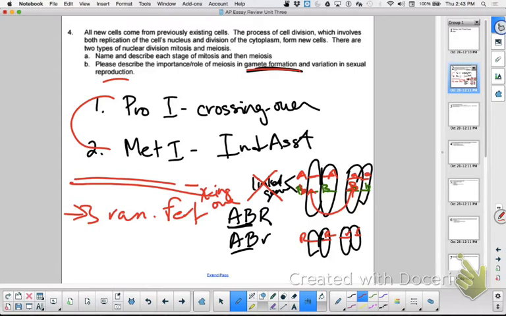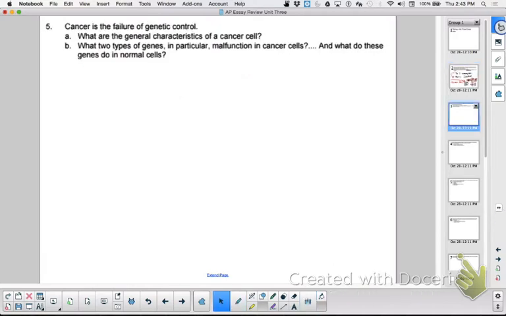Let's look at the next one. Cancerous failure of genetic control. What are the general characteristics of a cancer cell? What I would do is look in your notes at what we listed as typical of cancer cells. They have very little cytoplasm, abnormal nuclei, all the physical attributes that you could see.